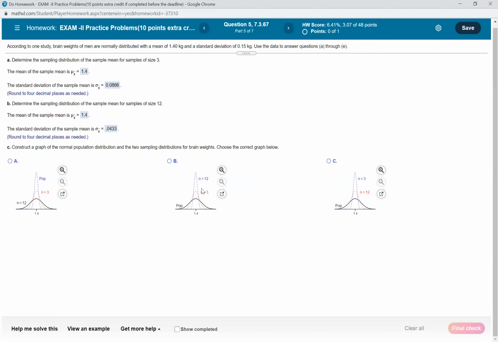And this one is the sampling distribution for n equals 12. You know that the variability of the sampling distribution will be smaller than the variability of the population distribution. So the first one shouldn't be correct. Here, the population distribution has less variability because all the data are very close to 1.4, so this is not correct. But here the population is spread widely. Then n equals 3 has less variability, and n equals 12 has the smallest variability. So this one should be the correct answer.